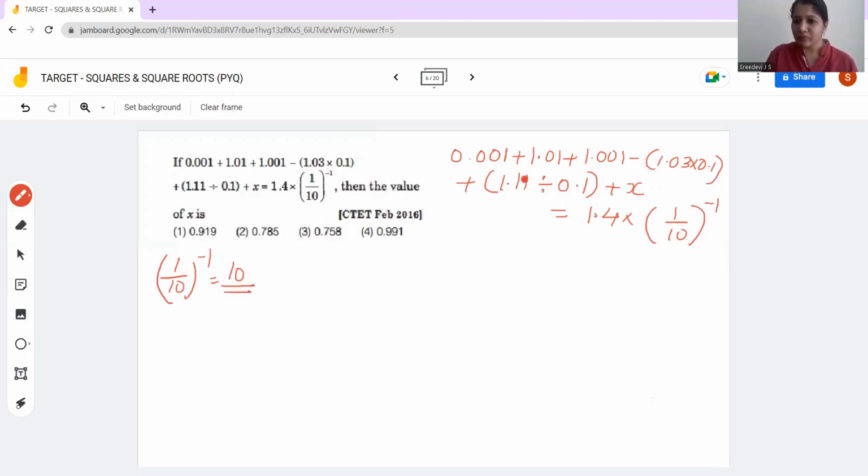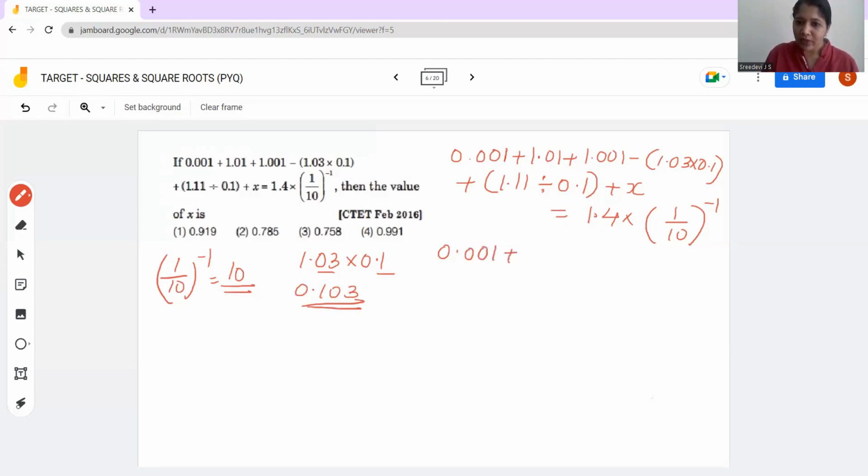Now, we will solve it. The left hand side will become the bracket; when you solve 1.03 into 0.1, 103 into 1 is 103. Here, when you multiply decimals, we have to add the decimal places to get the decimals in the answer. So here 2 decimal places, 1 decimal place in here. So total 3 decimal places. So the answer will have 3 decimal places, 1, 2, 3, and we get 0.103 as the answer here. So we can replace it here.